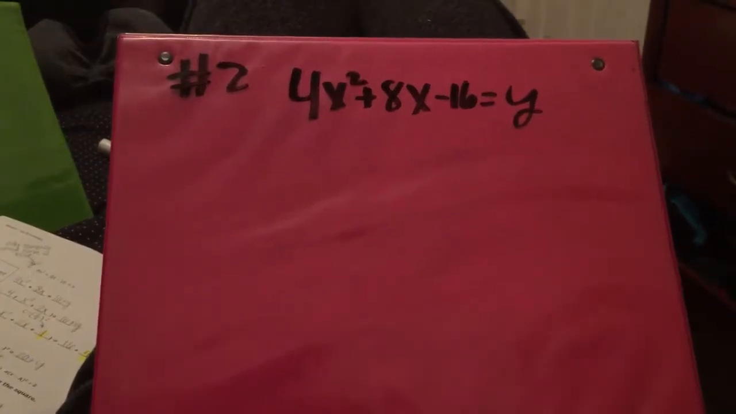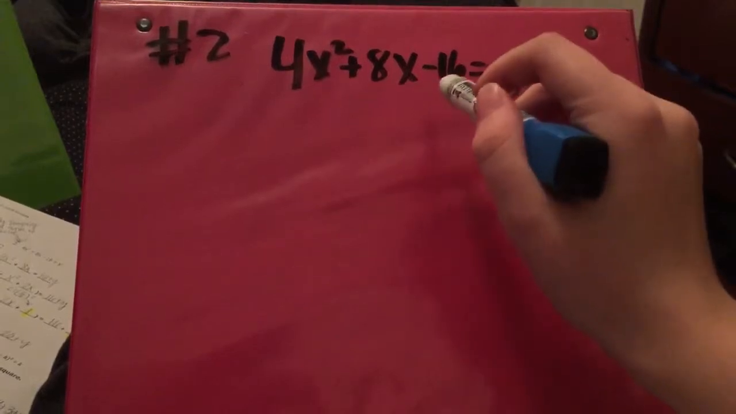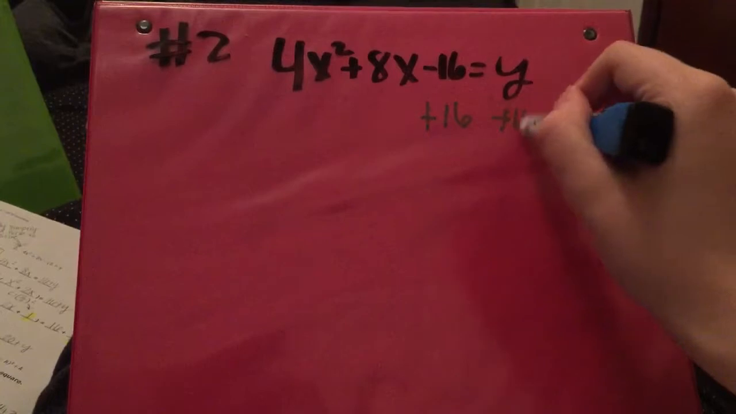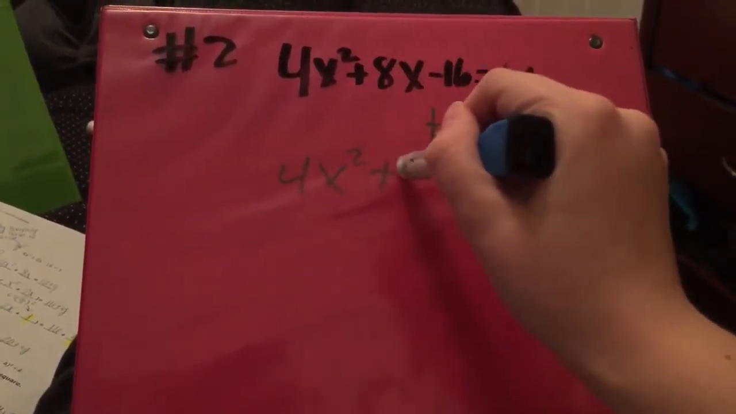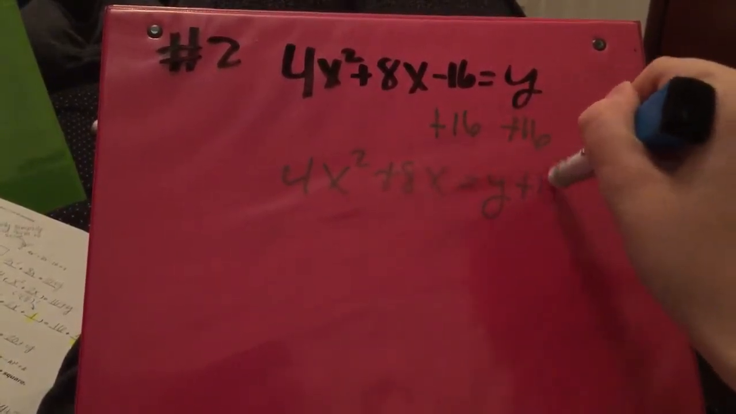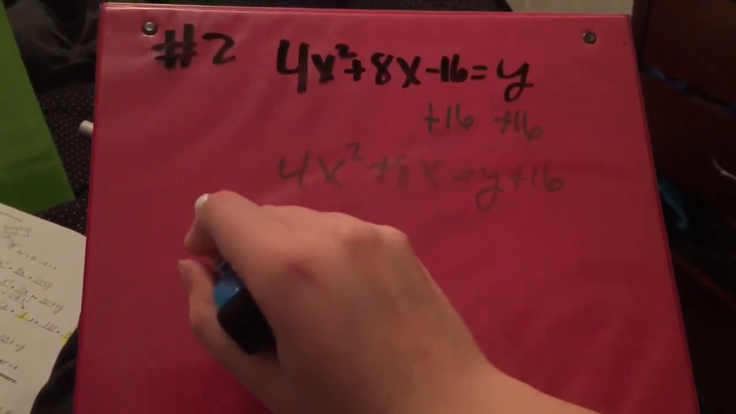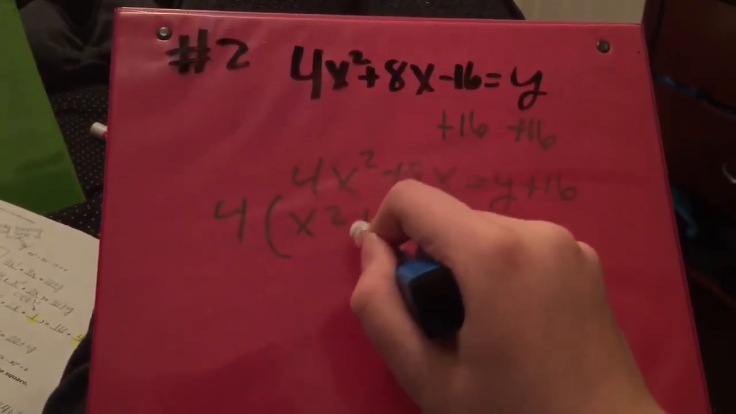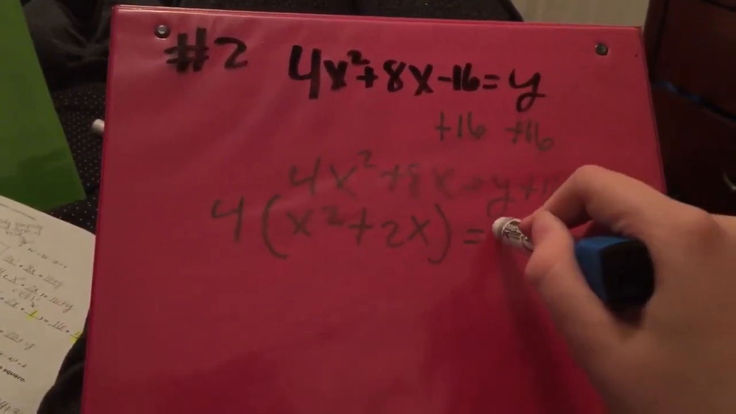Okay, now we're going to take a look at a problem that may seem a little more difficult. Now you're still going to have the same first step, so you're going to move the c to the other side by adding 16 to both sides to get 4x squared plus 8x equals y plus 16. Okay, now to get rid of the term in front of the x squared, all you simply do is pull it out. So you would get x squared plus 2x, and then everything on the right stays the same.